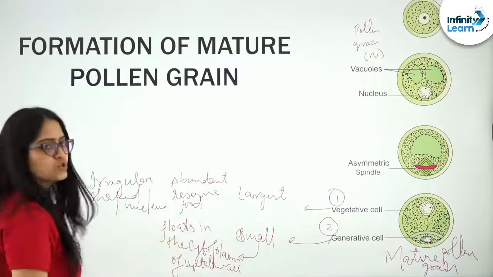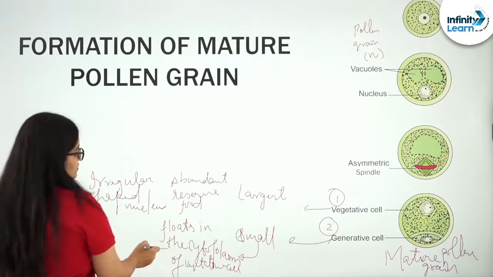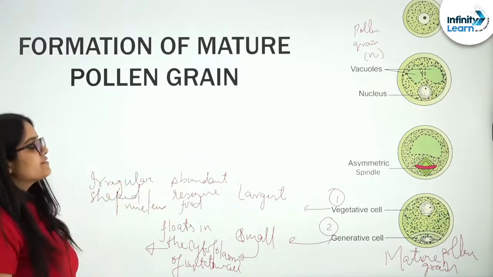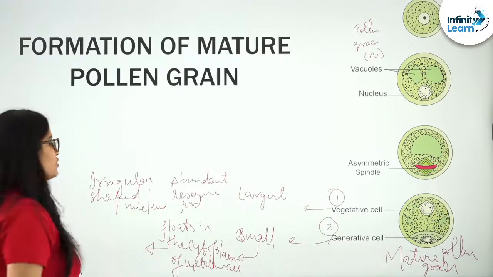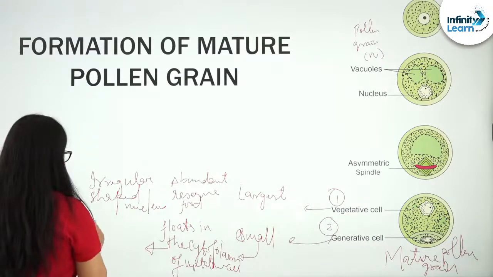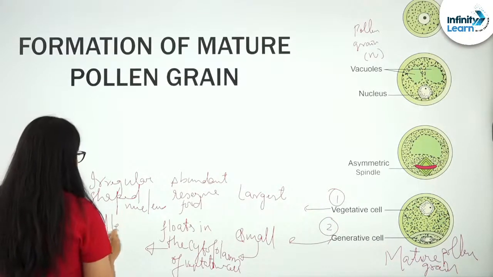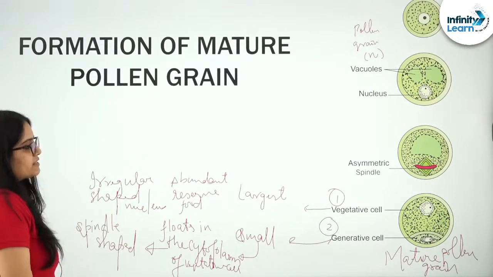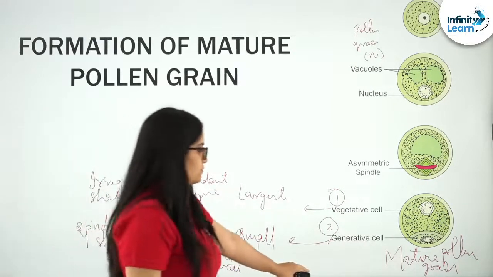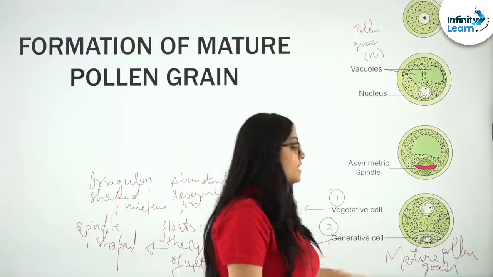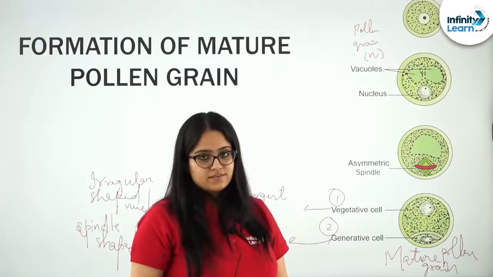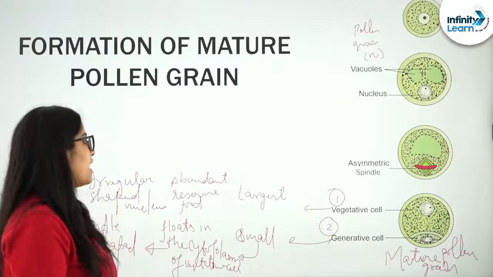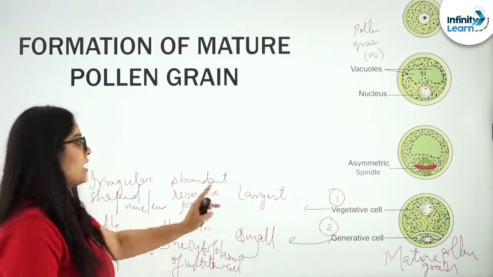The next point that you need to understand here, students, is that the generative cell itself is spindle shaped. The cell itself is in spindle shape. Next, the cytoplasm of the generative cell is dense, right. So, these are some characteristics that you need to understand about the vegetative cell and the generative cell.